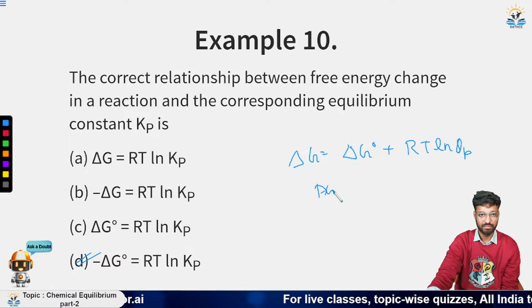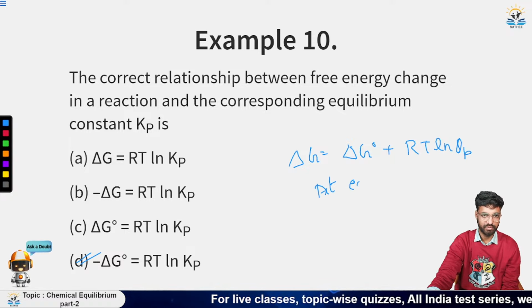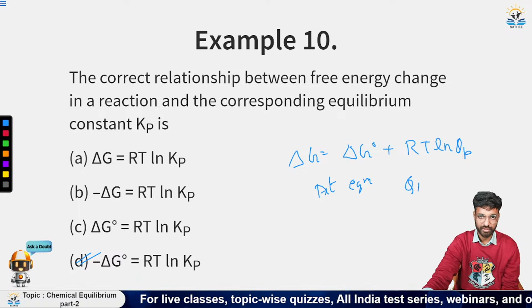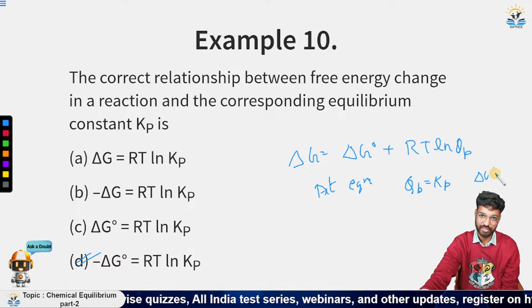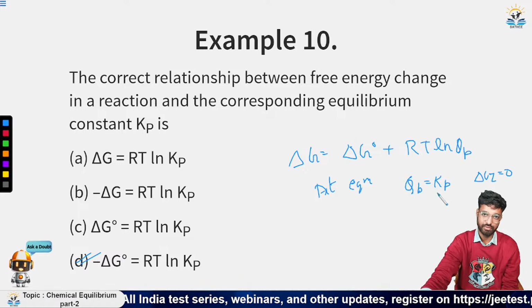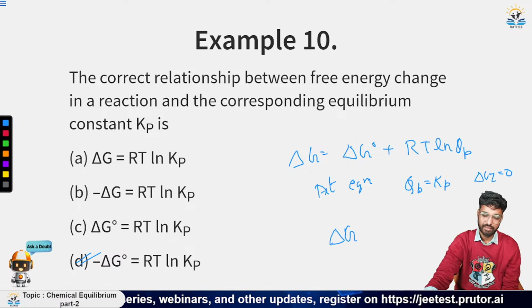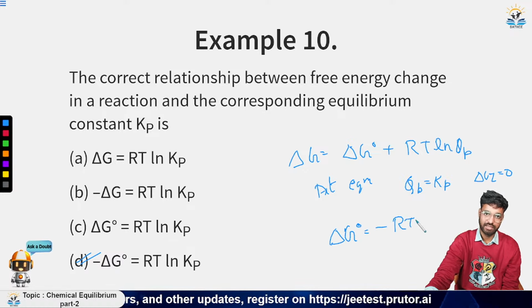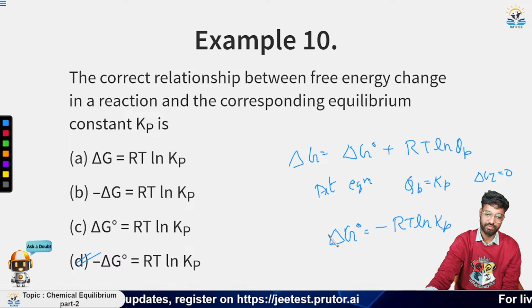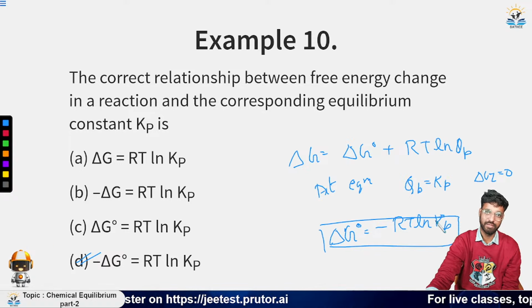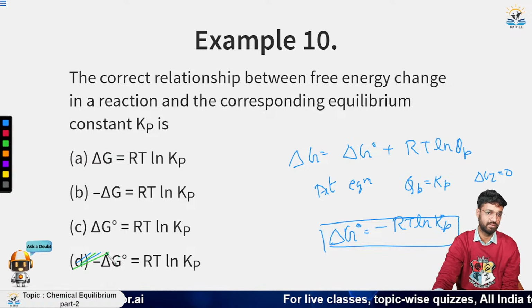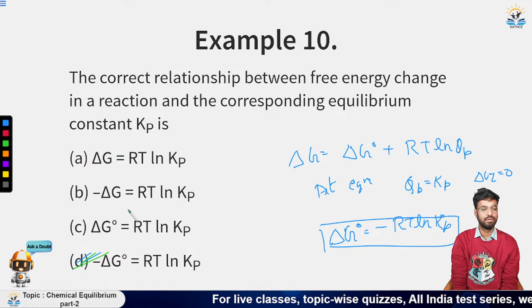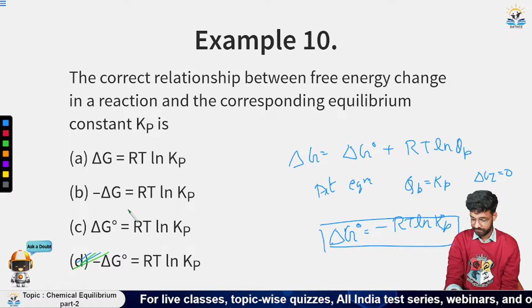At equilibrium, QP is equal to KP, and delta G is equal to 0, which says that delta G naught is equal to minus RT ln KP. So this is the final equation we have. Okay, so this is the correct answer. This one.